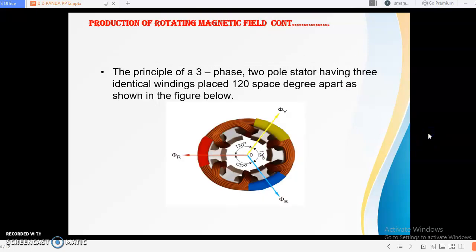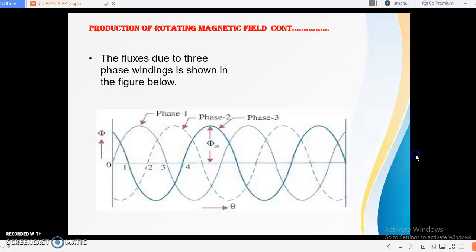Here you can see the diagram. The principle of a three-phase two-pole stator, we have considered two poles here, having three identical windings placed 120 degree apart in space, as shown in the figure. See, this is the starting point. Here are the three phases, due to all the three-phase winding: flux Y, flux R, flux B, and we can see the space between any two phases is 120 degree, 120 degree, 120 degree respectively.